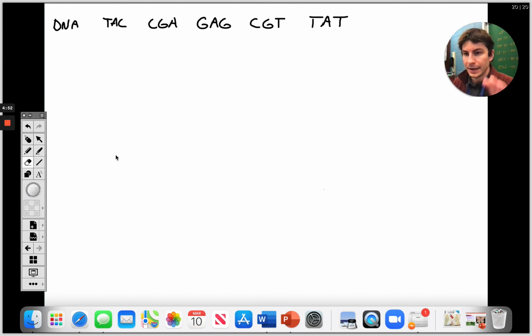Okay, so I made another DNA sequence for a second one, guys. This one is going to be a little different. So here is the question. The question is, for this example, give me the amino acid sequence for the complementary DNA.